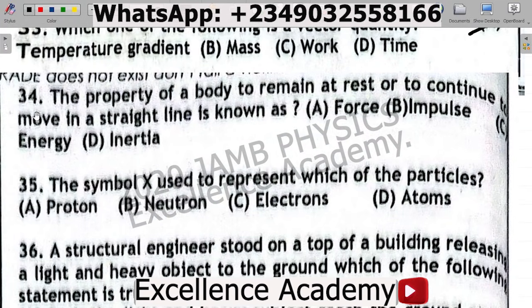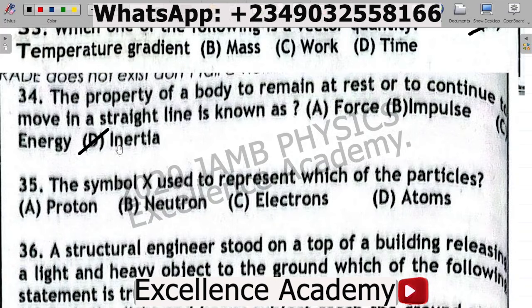Question 34. 34 says the property of a body to remain at rest or to continue to move in a straight line is known as A, force. B, impulse. C, energy. D, inertia. For this question, the correct answer is D, inertia.